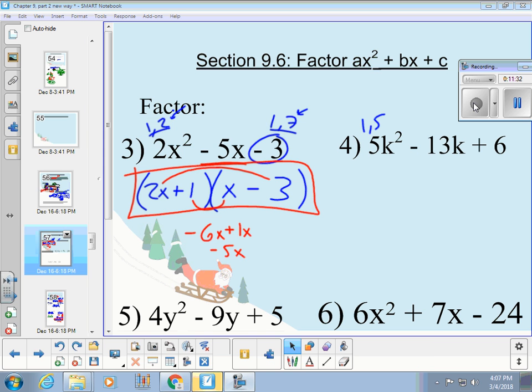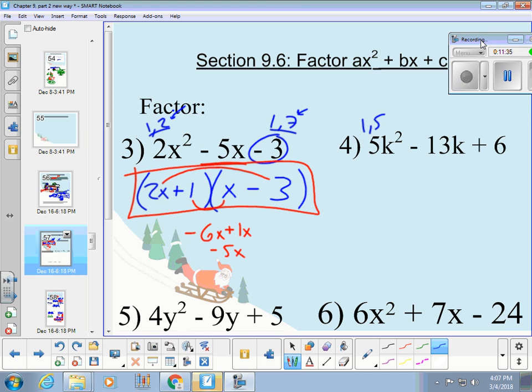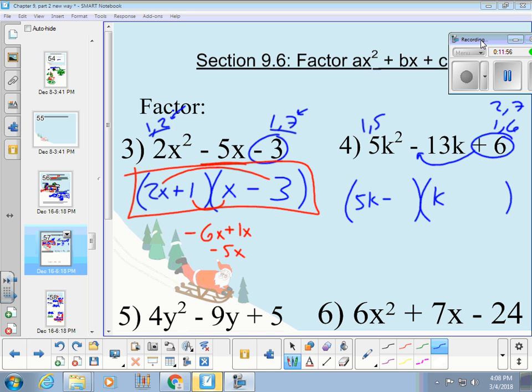Now when I look at 6, I do have a couple combinations. I have 1 and 6 and 2 and 3, both those sets of factors for 6. So I may have to check both of them to find what the right combination is. I also note that it's positive 6, so that tells me that my signs are going to be the same, and they're both going to be subtraction. So starting my binomials, I've got 5k and k, and I know they're both going to be subtraction. That makes things a little easier. You're going to find if that last number is positive, at least I know the signs offhand.